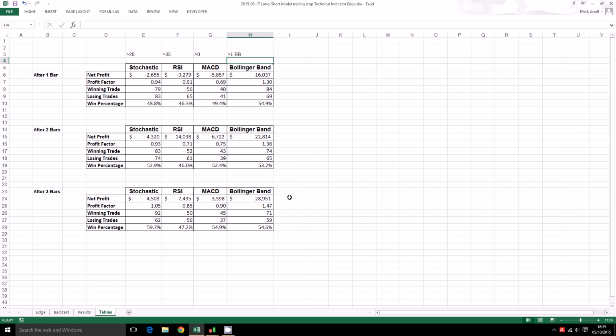So there you go. This is a very simple test. This spreadsheet could be used to look at any different market. It could be looked at in much greater depth than I have done here. But I think these results are interesting.